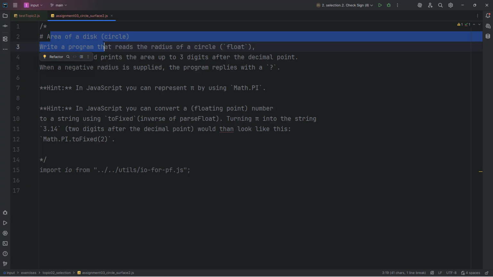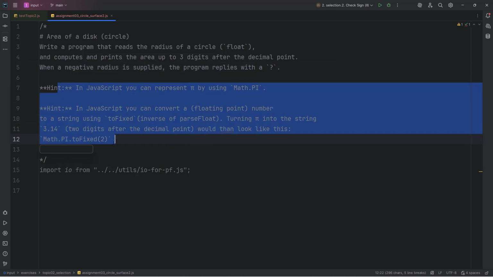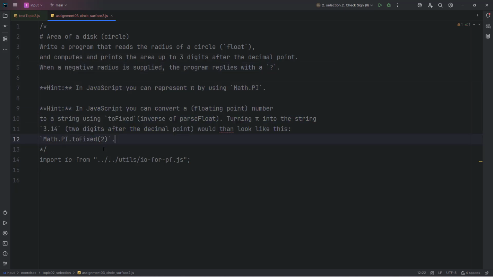basically squares the radius, so any negative radius would be just squared as a positive as well, so it wouldn't make a difference. But now we're being asked to actually take into account the fact that if we get a negative radius, the program replies with a question mark. Okay. So everything else is the same as you would find out if you compare the two exercises.